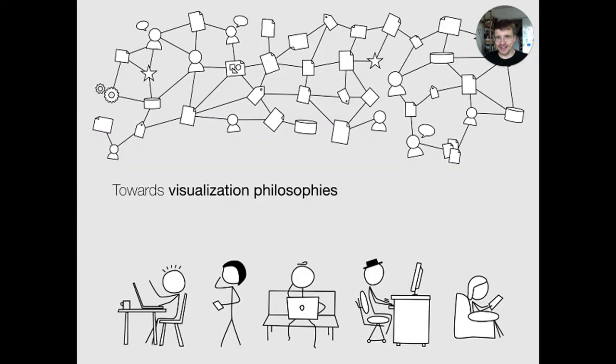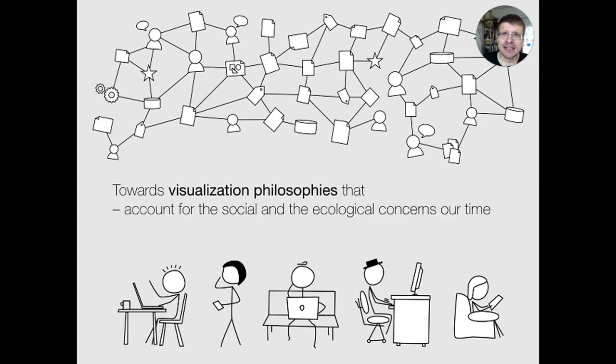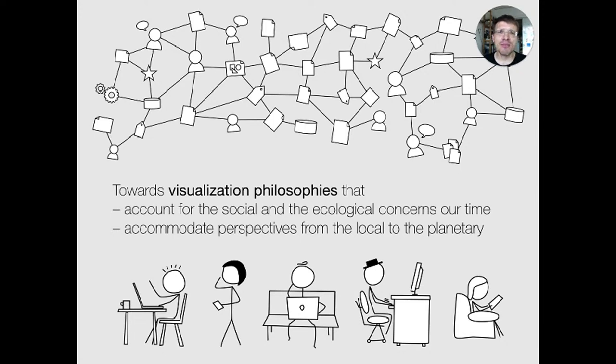So I would now like to end with a plea. We need to intertwine visualization research and practice with epistemological advances in academic programs in other disciplines to stay relevant or become relevant again. So for this, we need to expand the scope of our consideration in humanist visualization research and practice to also include social and ecological concerns. And we need visualization philosophies that let us envision new worlds, that let us see not just from above, but also from underneath and inside the cracks.